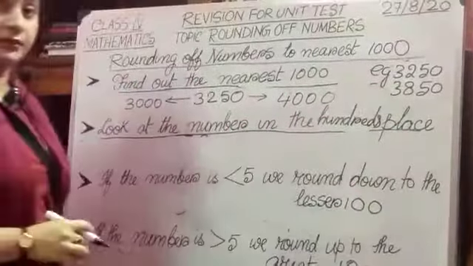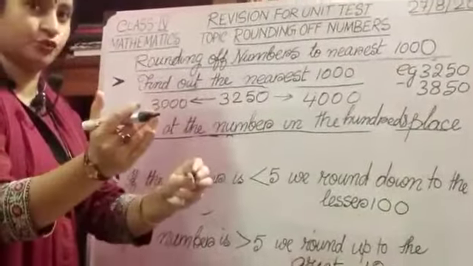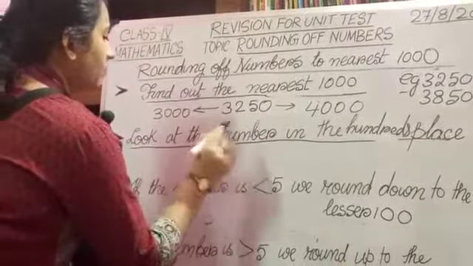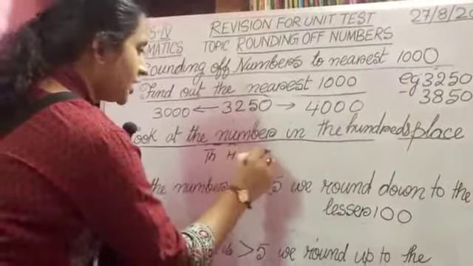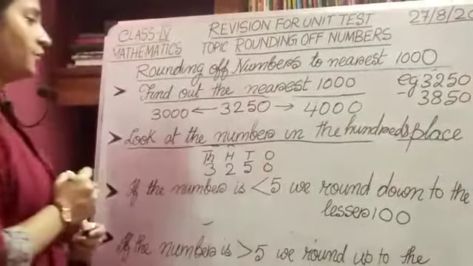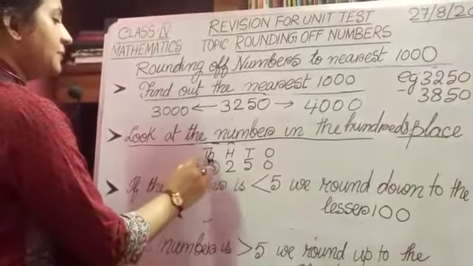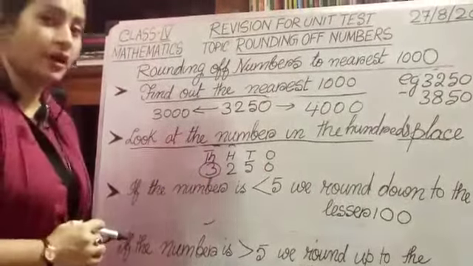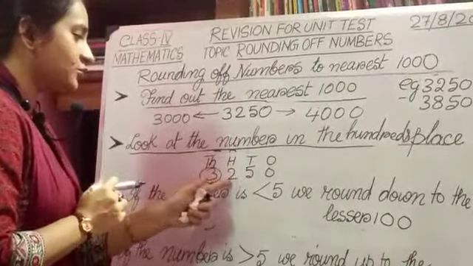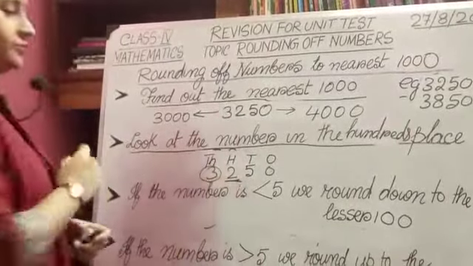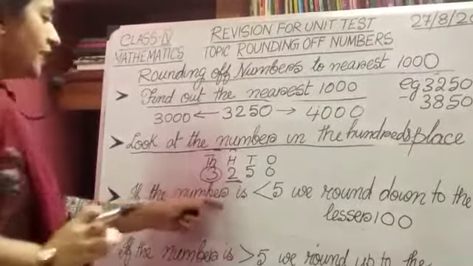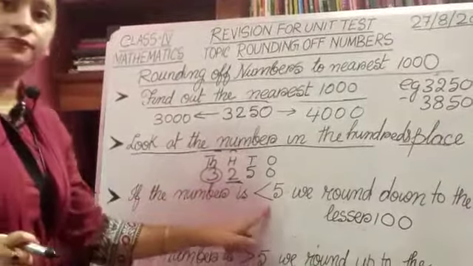You have to see the number which is just sitting at the right of that number, right? So now again, place value chart, 3250. This is the place where you have to round off. So, the number sitting right to this in the hundreds column is 2, right? Now, next step, we have to compare this number with 5.